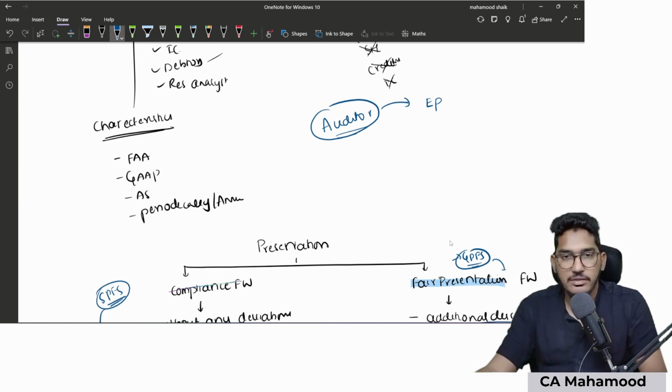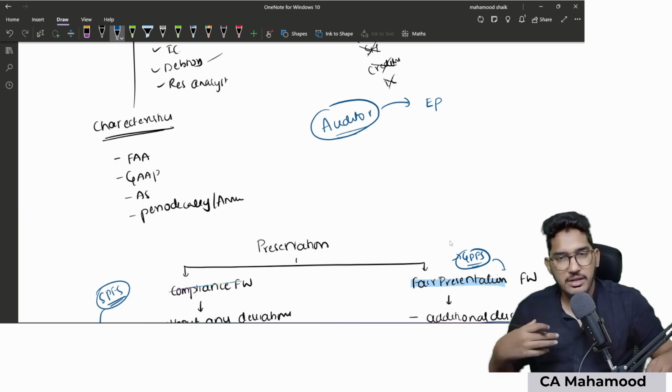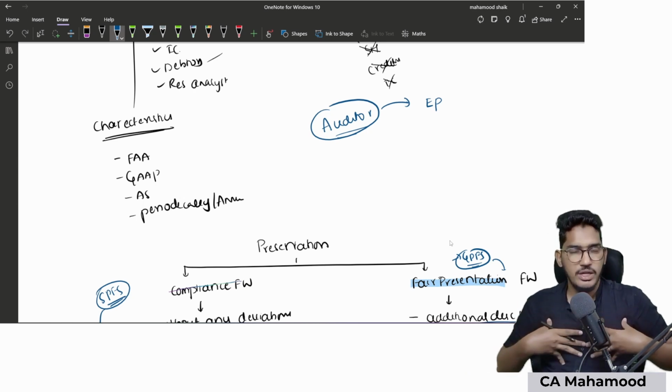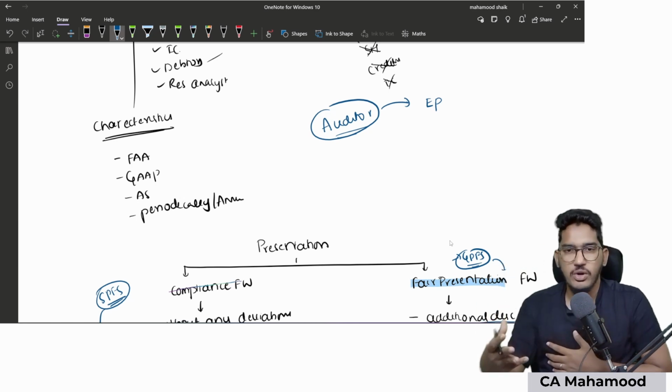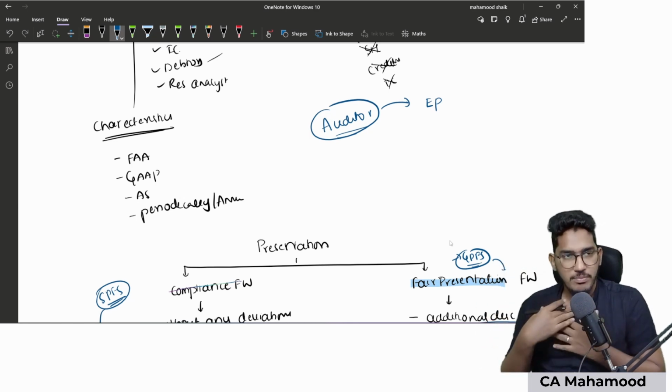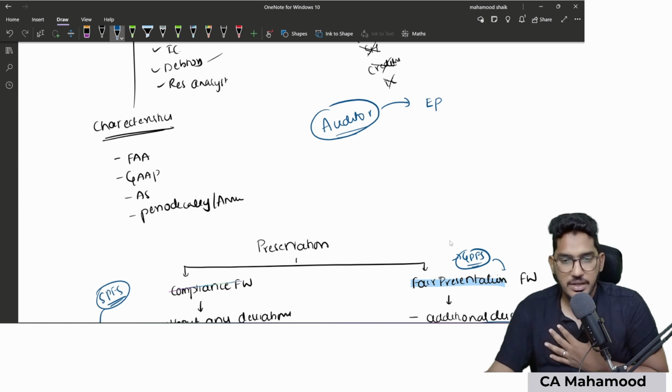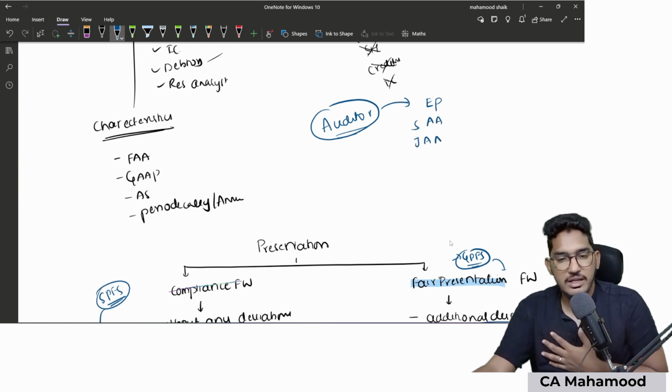If I have to put it in even simpler terms, whoever is signing the audit report will be called the engagement partner. If I am a chartered accountant in practice and I was allocated some audit, I will not go single-handedly and complete the audit. I will take the staff along with me. So myself will be called the engagement partner. Along with me, I will take some article assistants, senior article assistants, junior article assistants.